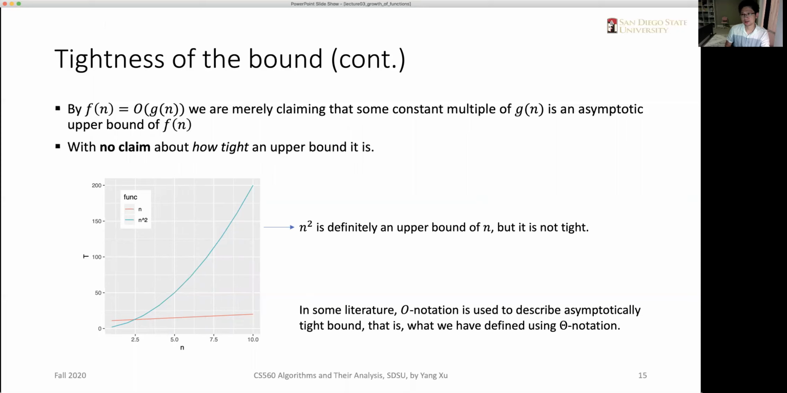One thing we want to clarify here is that in some books and literature, big O is used to describe a tight bound. But here, this is not the case. We will distinguish big O and big theta, and we will define the tight bound using only the big theta notation.